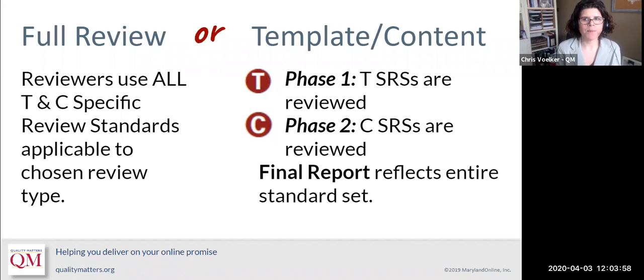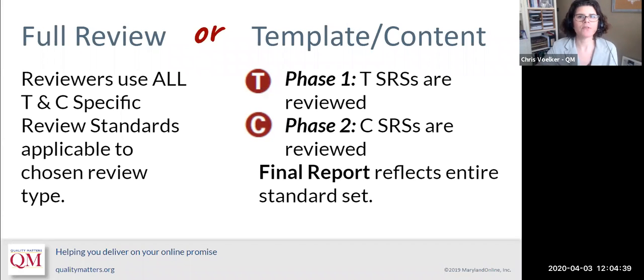So phase 1 in a template content review is really for people who have a lot of courses that they're going to send through. Usually we say if it's over 5, but mostly I see if people have like 20 courses that they're going to send through, they do a template content review. So we do the template review and we review 3 courses from different disciplines, and just review the T standards. Then after that, any other courses that are put through for review are put in what we call a content review. And the reviewers will just review the C standards.